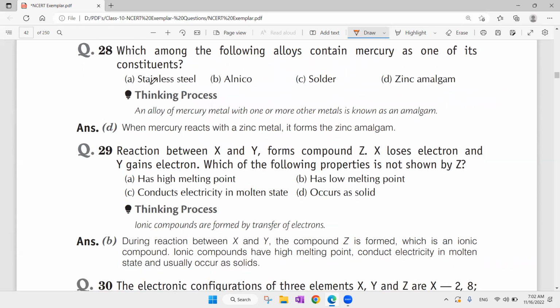28. Which among the following alloys contains mercury as one of its constituents? So the answer is zinc amalgam. Done.